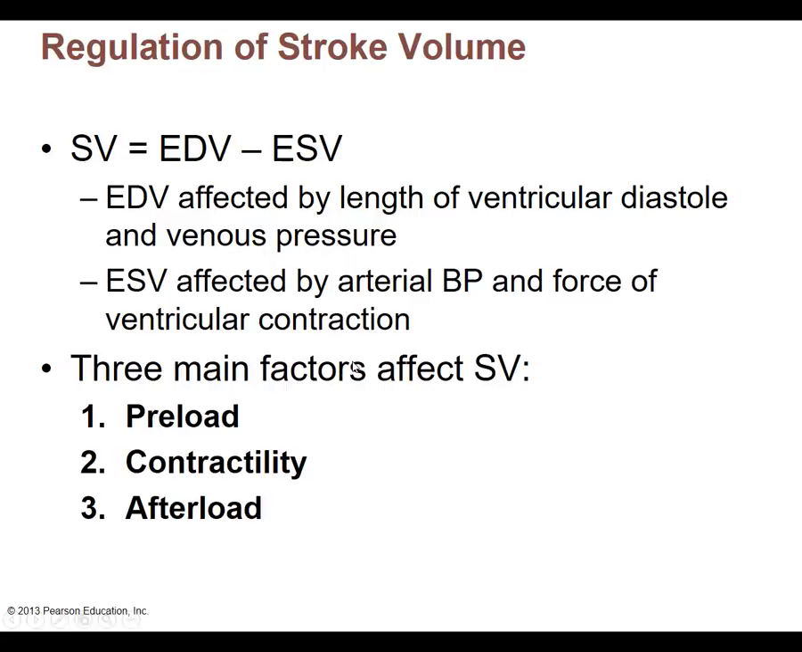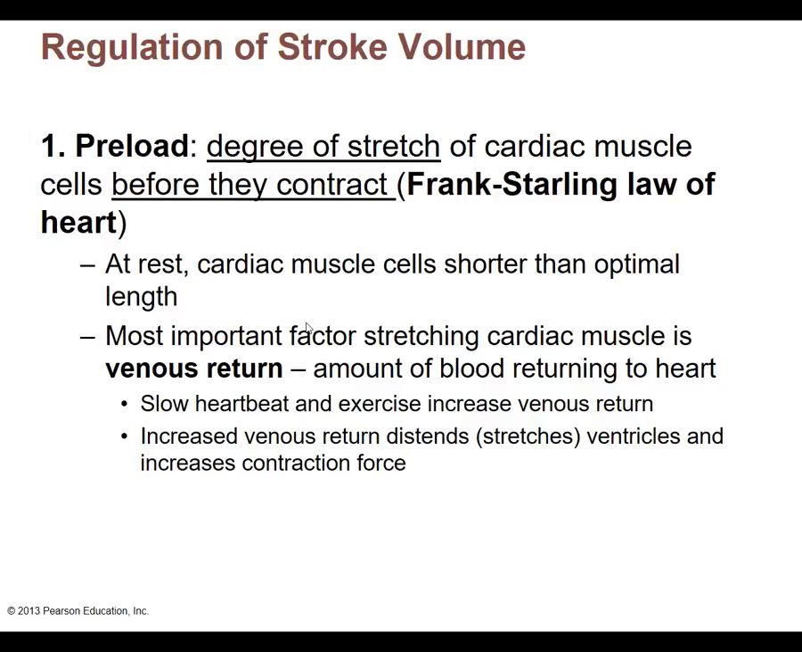There are 3 main things that can affect stroke volume. Again, they're all going to have something to do with affecting your end diastolic or your end systolic volume. Now, the 3 main factors are preload, contractility, and afterload. Preload, and you're like, these sound horrible. They're not so bad. Preload just means how stretchy those cardiac muscle cells are before they contract. It's the Frank-Starling law of the heart. Now, it just means at rest, your cardiac muscles are shorter than their optimal length. Our heart wants to be nice and stretchy. So the most important factor that's stretching cardiac muscle is our venous return, how much blood returns to the heart.